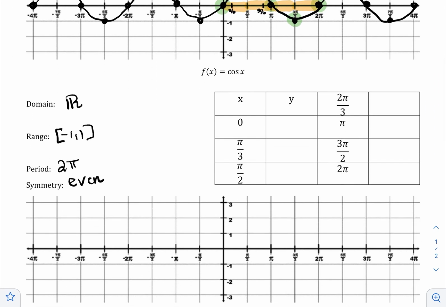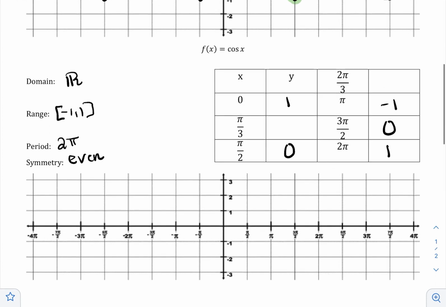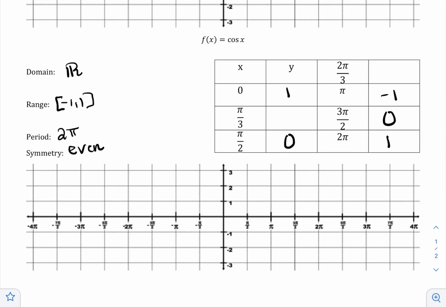So the cosine of 0 is 1. The cosine of pi over 2 is 0. Cosine of pi is -1. The cosine of 3 pi over 2 is 0. And 2 pi is the same thing as 0 degrees. And then we're going to do pi over 3 and 2 pi over 3.